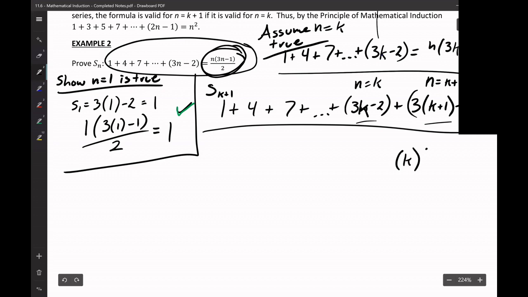k plus 1. That's terrible. Can't even see it.